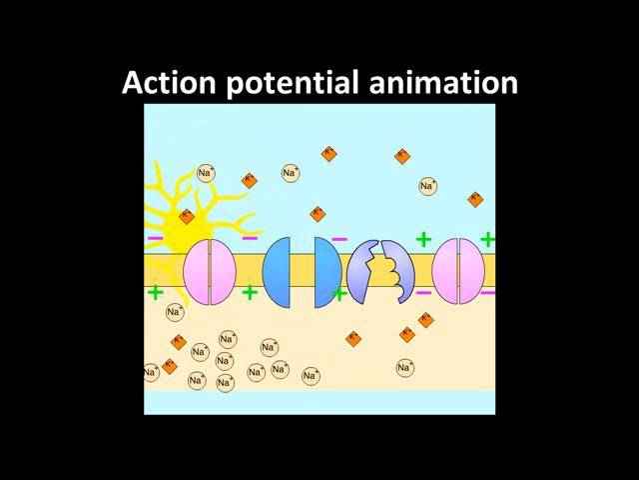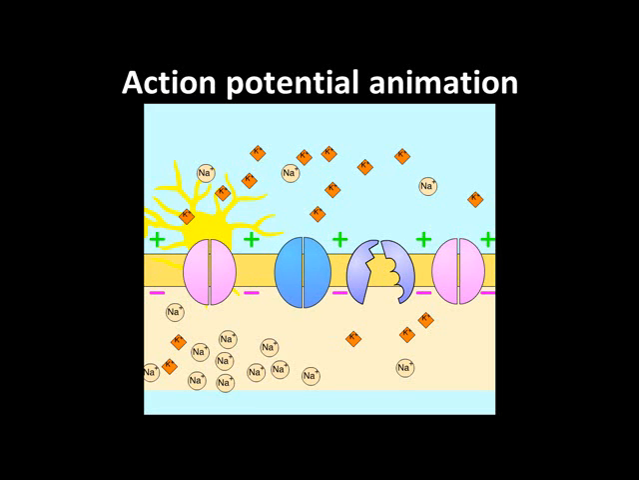Very quickly, the sodium channels close, while voltage-gated potassium channels open, allowing potassium ions to rapidly diffuse out. The plasma membrane returns to being positive on the outside and negative on the inside, and the potassium channels close.